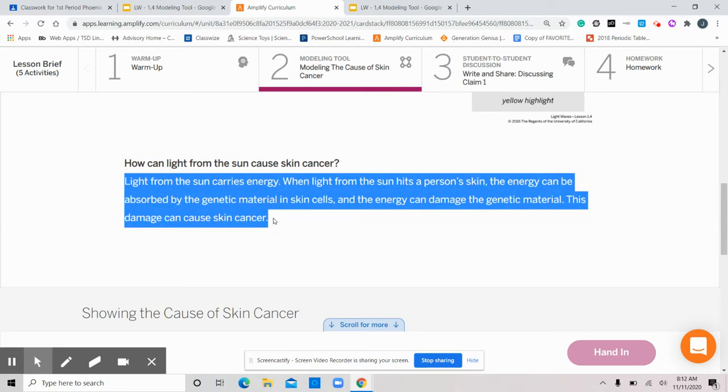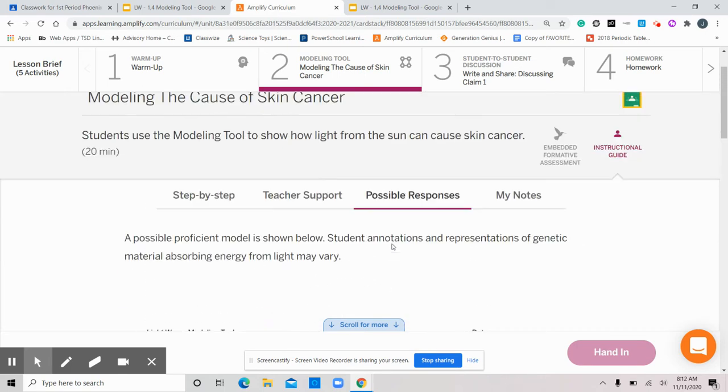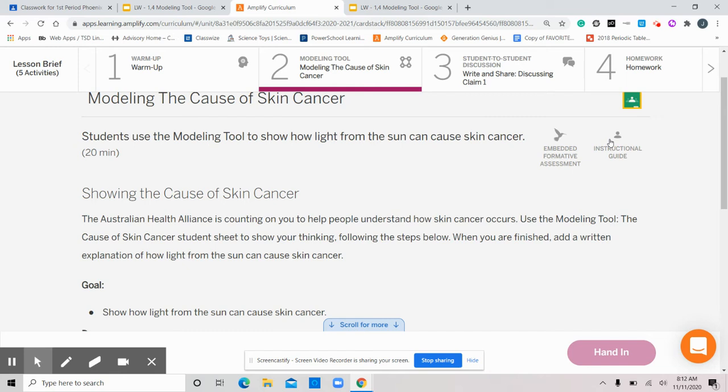So light from the sun carries energy. When light from the sun hits a person's skin, the energy can be absorbed by the genetic material in the skin cells, and the energy can damage the genetic material. This damage can cause skin cancer. Okay, so hopefully you have something like this answered here. Push the hand in button, and let's move on to the next one, shall we?